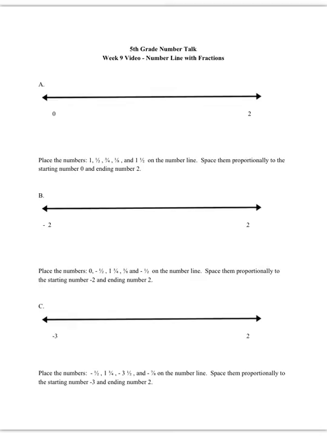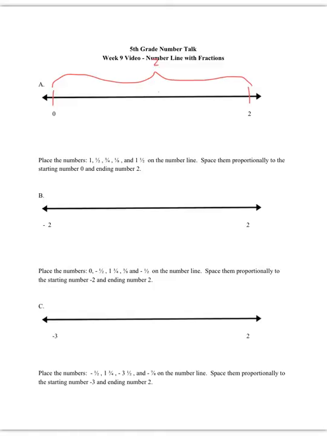This is not the only way to look at it because remember, it's not just about placing the numbers in order on the number line, but also proportionally making sure that they're placed correctly. How I like to break it down is I say, well, we have a beginning number of 0, an ending number of 2. What's the difference from 0 to 2? It's a total distance of 2.